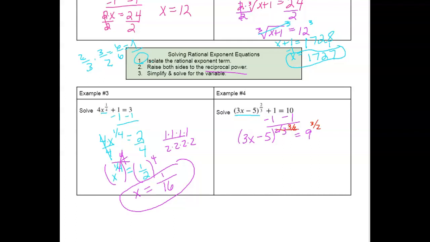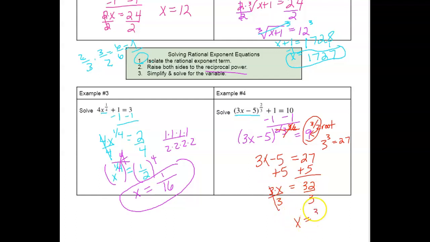so then those powers cancel, so we get 3x minus 5. It's just going to stay to the first. And then 9 to the 3 halves, remember the square root, because that's your root, the square root of 9 is 3, and then 3 to the 3rd power is 27. If you're not sure, you can type that into a calculator and it will give you that answer. Add 5 to get x by itself. And then those are being multiplied, so we'll divide by 3. And 32 does not divide by 3, so I just leave it as a fraction. No decimals needed.